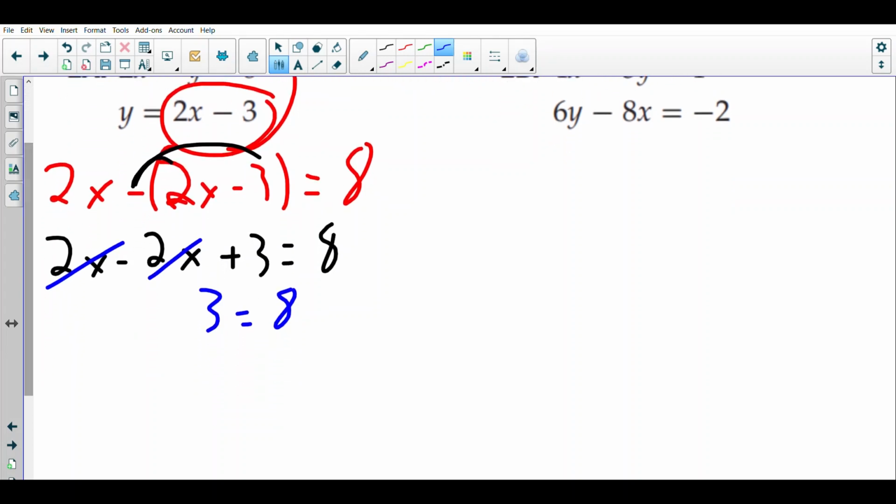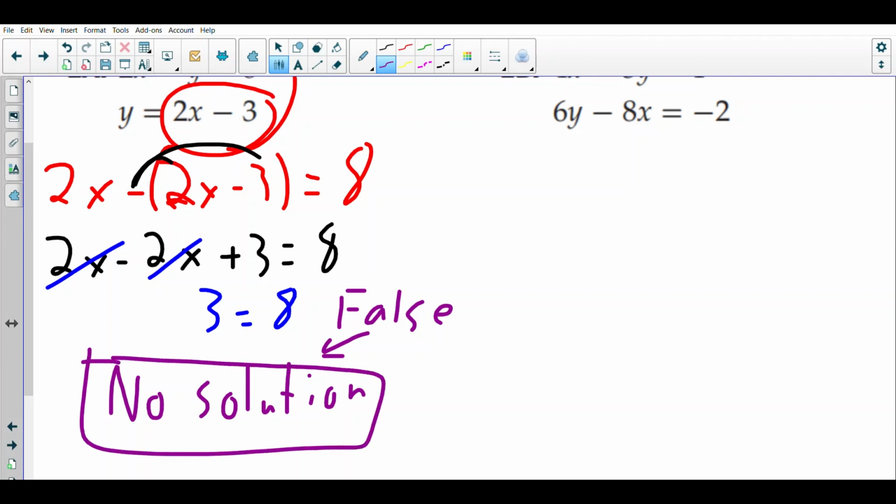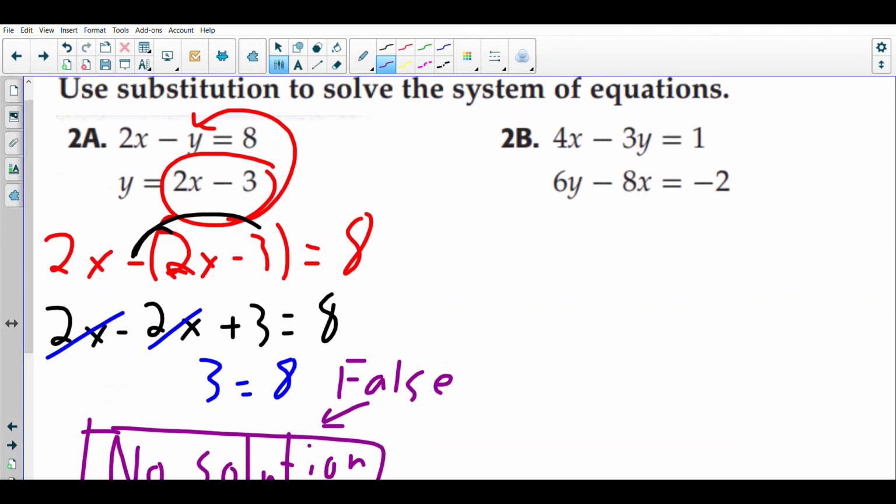3 doesn't equal 8. Okay, so when you ever have a situation like this where variables go away, and you're left with just numbers, and if you get a false statement like this, like 3 does not equal 8, that is false. Okay, false statements equal no solution. All right, so false means no solution. And if you're thinking, you can kind of guess where the next one's going, but we're still going to go through it.